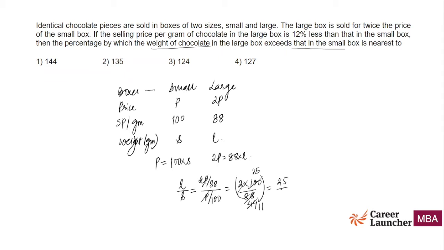So this is 25 upon 11, which can be interpreted as 14 upon 11 more. 14 upon 11 is nothing but 127.27% more. So the answer is the fourth option.